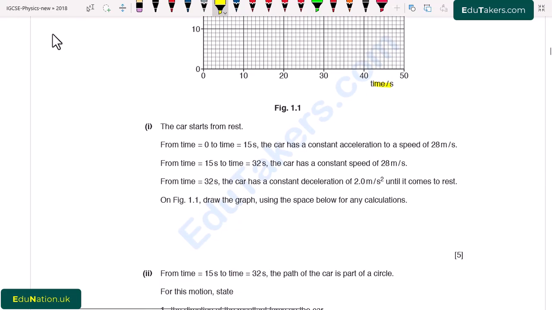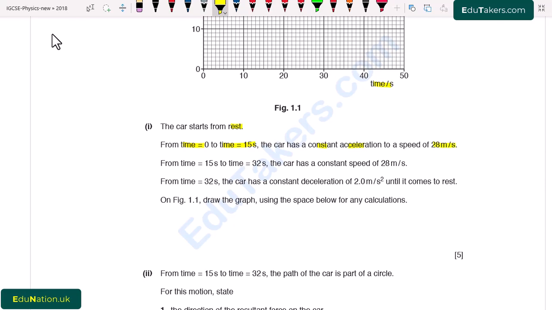The car starts from rest. From rest, it means that the initial velocity of the car is equal to 0. Car starts from 0 velocity. From time t is equal to 0 to time equal to 15 seconds, the car has a constant acceleration to a speed of 28 meter per second.